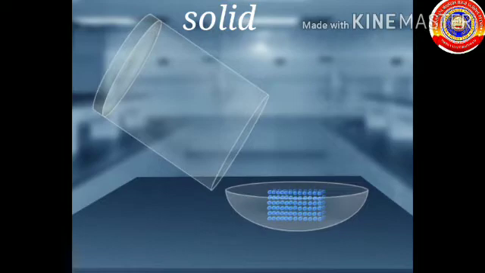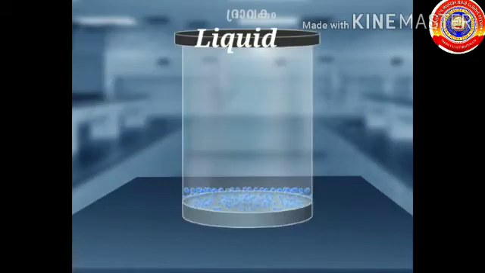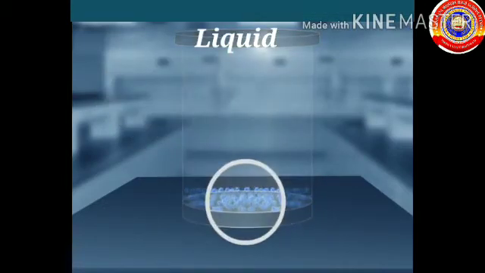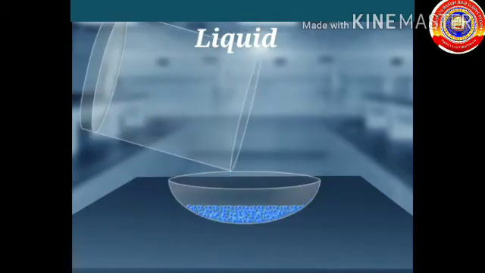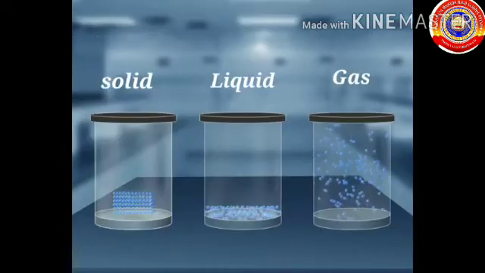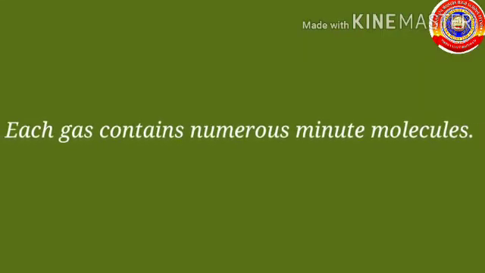In solids, the molecules are very closely packed, hence it has a definite shape and a definite volume. In the case of liquids, the force of attraction between the molecules is very high when compared to that of gases, and it acquires the shape of the container in which it is taken. In the case of gases, the molecules are far apart. Look at the statements given in your textbook.